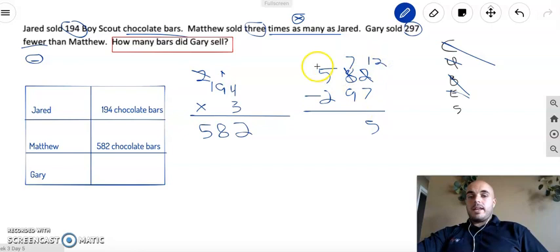I can't do 7 minus 9, so I need to borrow from here. This is a 4. This is now a 17. 17 minus 9 is 8. 4 minus 2 is 2. So Gary has 285 chocolate bars. And that's our final answer for Gary.